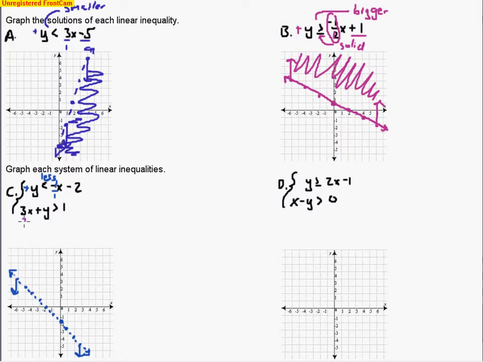So for this one, I need to move that 3x over first. Always get y by itself. So let's rewrite what we've got. Y is greater than -3x plus 1. Let's start at that y-intercept, up 1 space, and then use the slope.